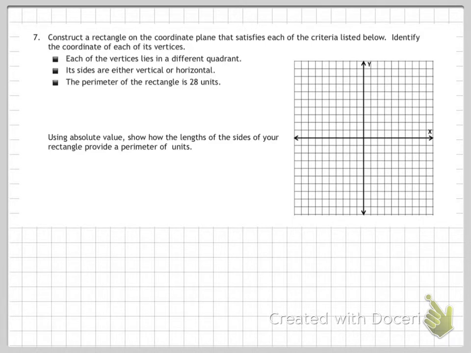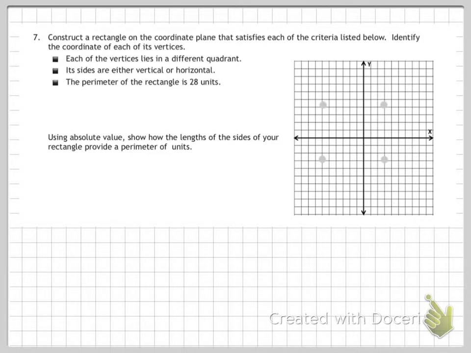So here we are. Construct a rectangle on the coordinate plane that satisfies each of the criteria listed below, and identify the coordinates of each of its vertices or the corners. Okay, so here we have some conditions we have to satisfy. Each of the vertices lies in a different quadrant. So I'm just going to go ahead and pick a few out that are in different quadrants. There's quadrant 2. I'll put one here in quadrant 1, and down into quadrant 3, and then the last one in quadrant 4 is going to be right there.